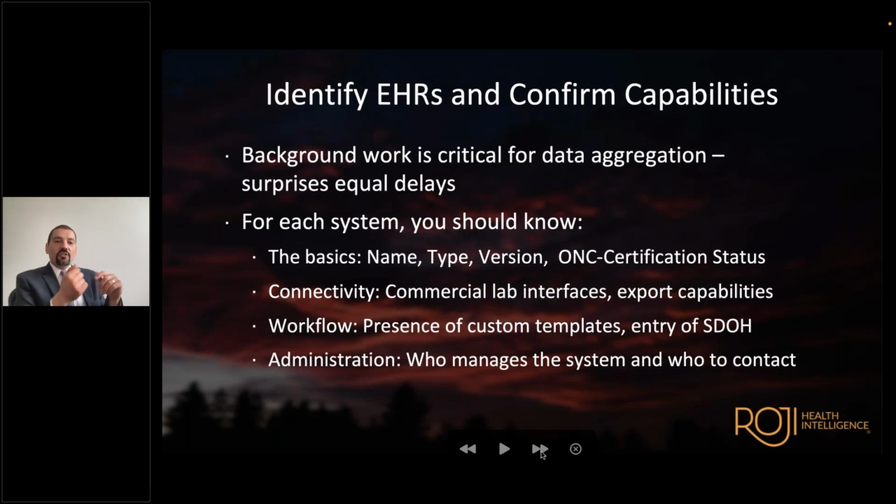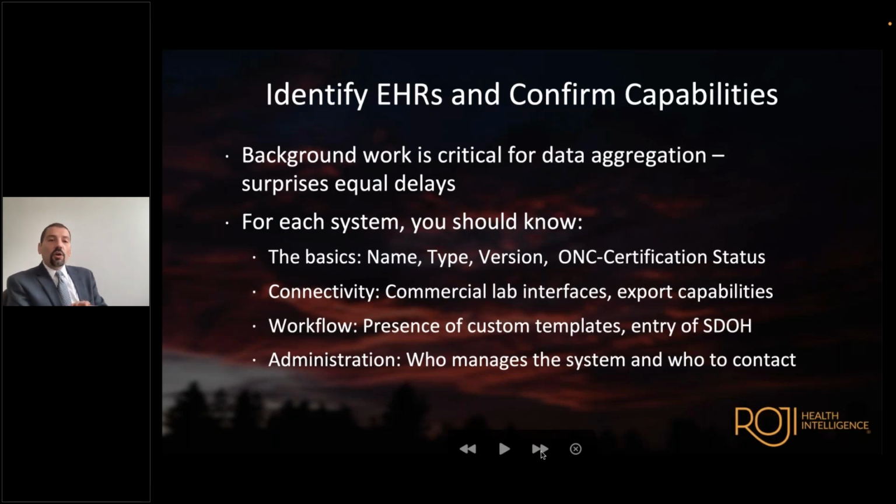So for each system, you should know at first the basics. What's the name of the EHR? What version is it? Is it ONC certified? Then you need to look at connectivity. Are there commercial lab interfaces? Are there export capabilities? Are they able to send QRDA1s or just QRDA3s? Are they able to send neither?